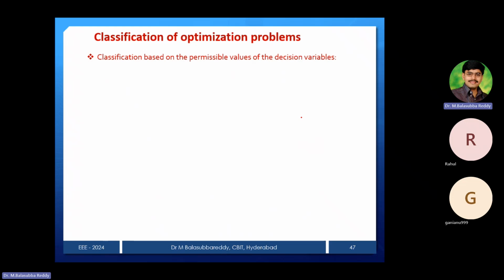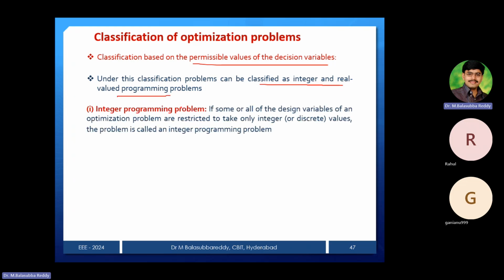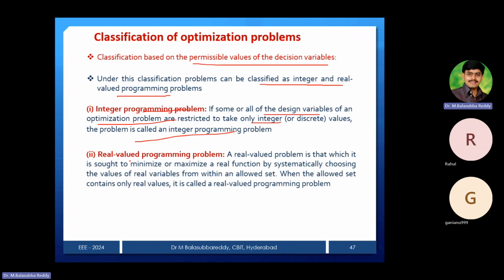Like that, we can make some classifications based on the permissible values of the decision variables. Under this classification, problems are classified as integer and real-valued programming problems. And integer programming means what? If some or all of the design variables in the optimization problem are restricted to take only integer values, then we call it an integer programming problem. Then there is the real-valued programming problem.